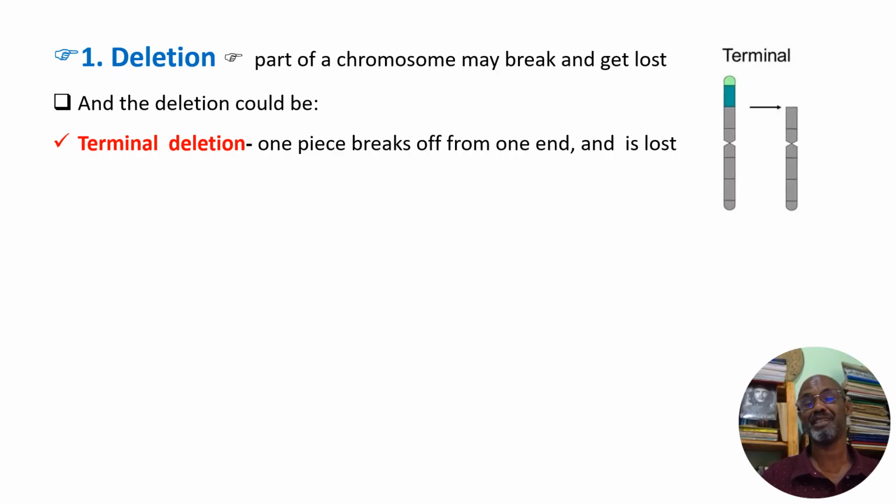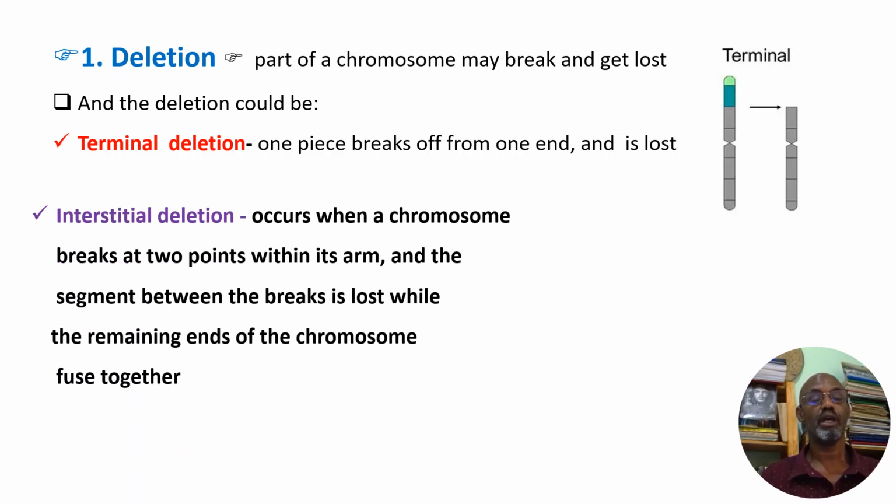Terminal. You can see this part is losing. This part breaks here, and therefore terminal, from one end. A chromosome piece is broken from one end and is lost. The other is interstitial deletion. This occurs when a chromosome breaks at 2 points within its arm, and the segment between the breaks is lost, while the remaining ends of the chromosome fuse together.